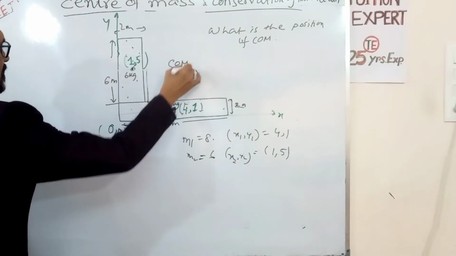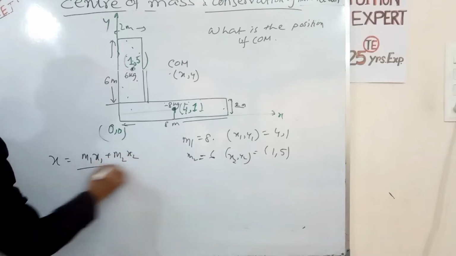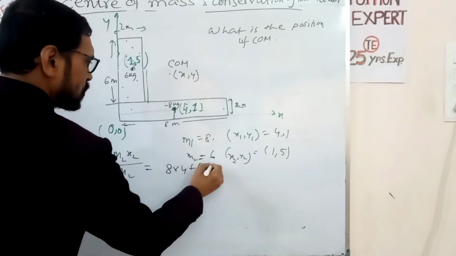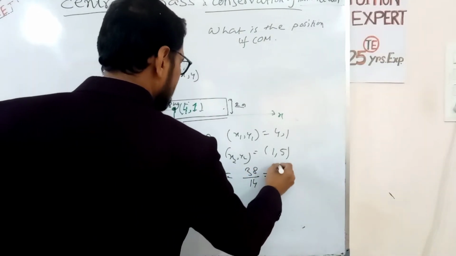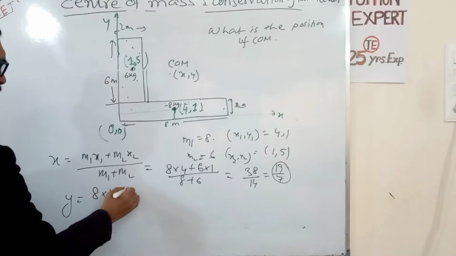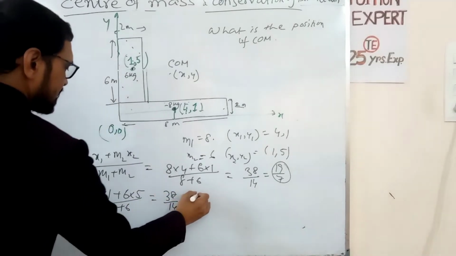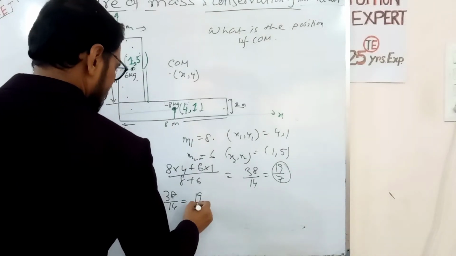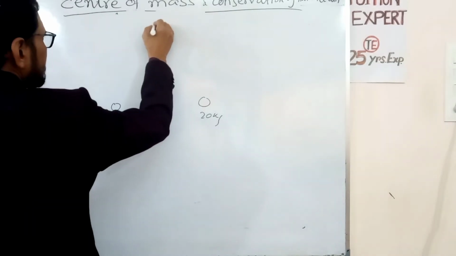The x coordinate equal to (m1 x1 plus m2 x2) by (m1 plus m2). With the help of this formula we can write: 8 into 4 plus 6 into 1 divided by 8 plus 6, so this is 32 plus 6, 38 by 14. And the y coordinate is 8 into 1 plus 6 into 5 by 8 plus 6, 38 by 14. So this is the coordinate of the center of mass we get.